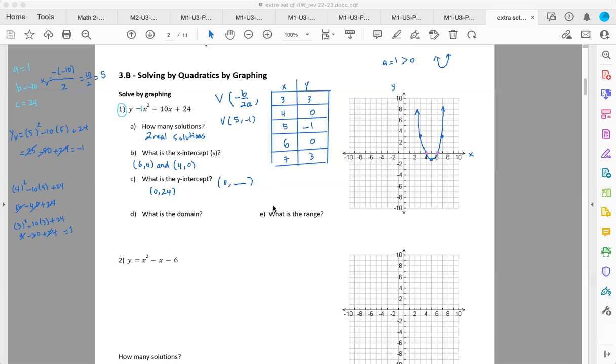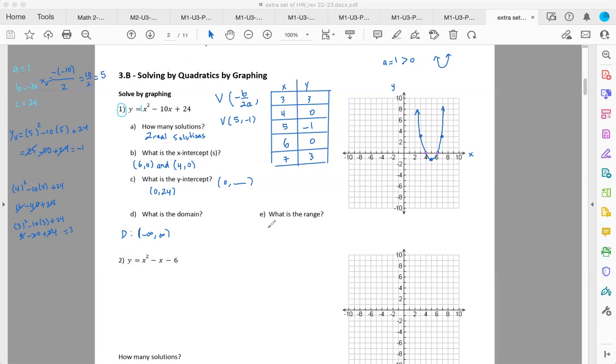All right, now what is the domain? Because this is a quadratic, the domain is all real numbers. So we write domain colon, and then negative infinity to infinity, in parentheses. Okay, these are parentheses, so be careful with that.